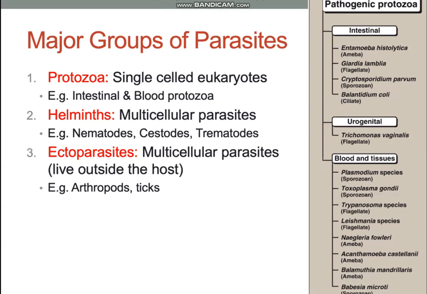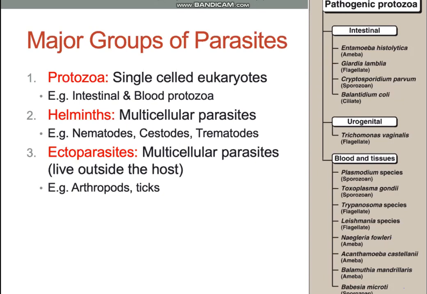So I was saying there are three categories of the parasites. First one is the protozoa, which is the one that we're describing today. Protozoa means the kind of parasite that's composed of one cell. So it's a single-celled microorganism, like bacteria and fungi and so on.